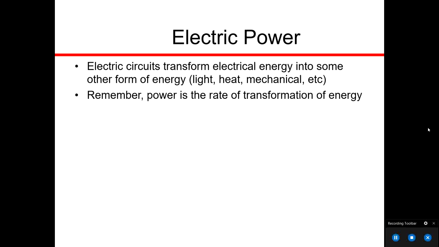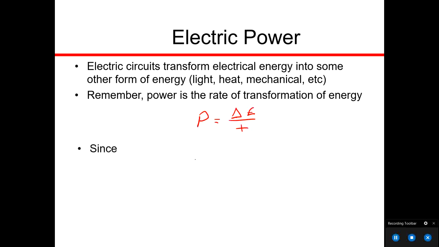If you remember, power is the rate of transformation of energy. So this goes back to last year's classes, and we have power is equal to a change in energy over time. So it gives us how quickly we can take that electricity and turn it into heat, and how efficiently that can be done.